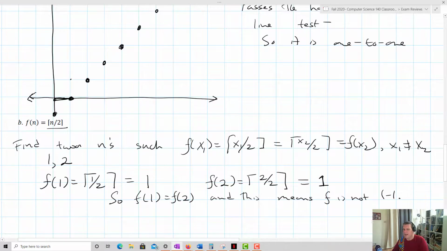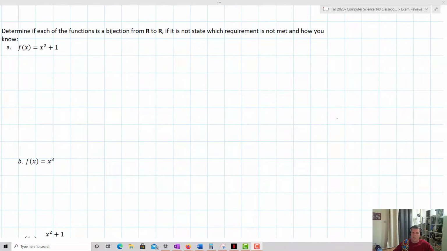For 1 to 1 ness, we either need to show it via something like a horizontal line test, or think it through. There are some proofs in videos I put up that you can use, or we can use a counterexample. A counterexample is where you find two values that we input into f, and they give us the same output value.